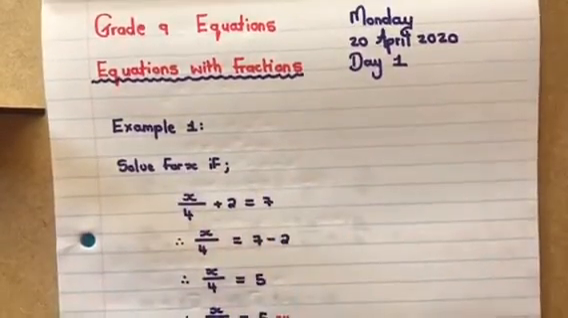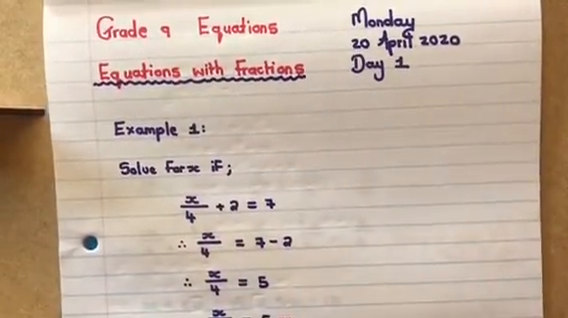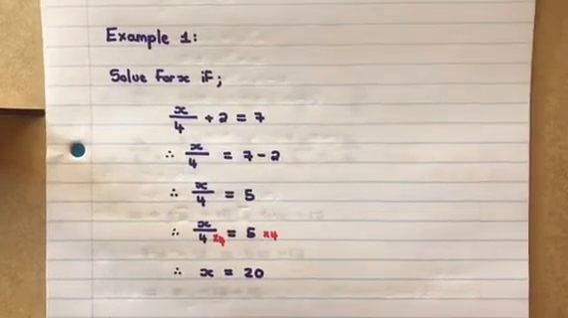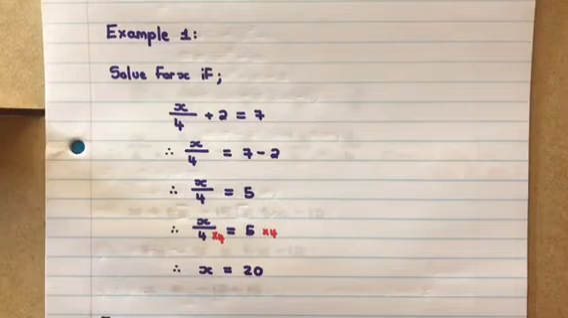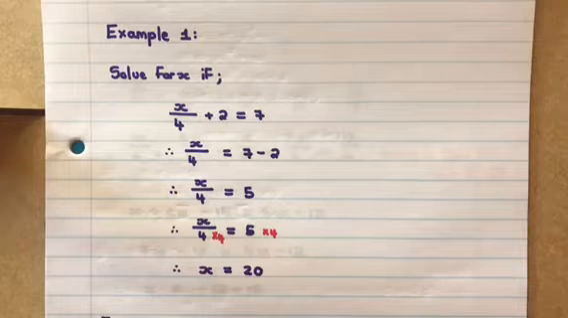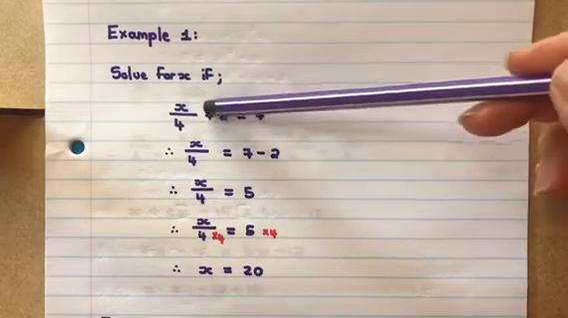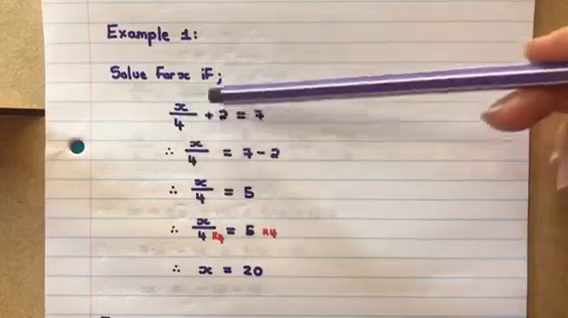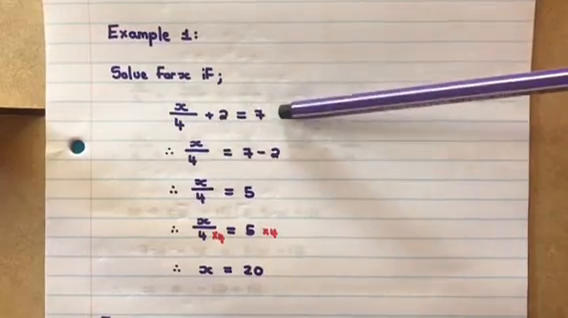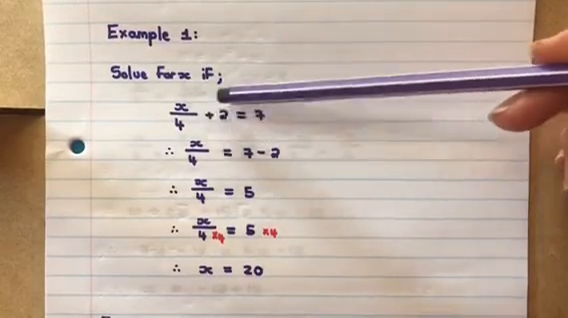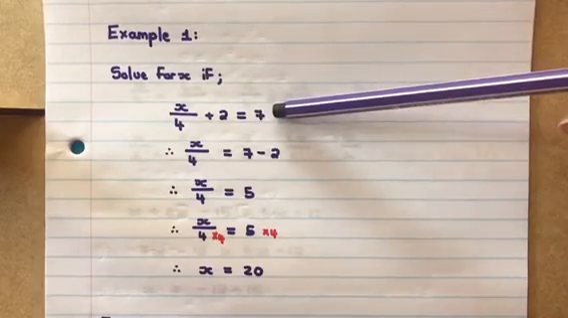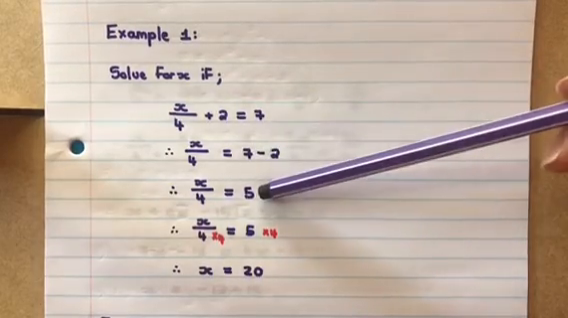Example 1 says: solve for x if x over 4 plus 2 is equal to 7. This one is quite easy because we are just dealing with one fraction on the one side. If you take the plus 2, that is the loose term, and you throw it over to the other side, remember what happens: the plus 2 becomes a minus 2. So 7 minus 2 gives you 5.